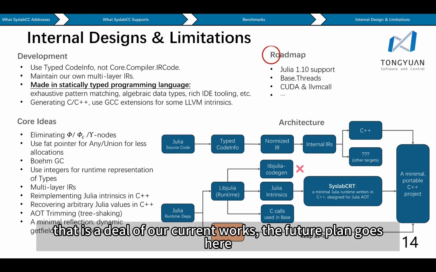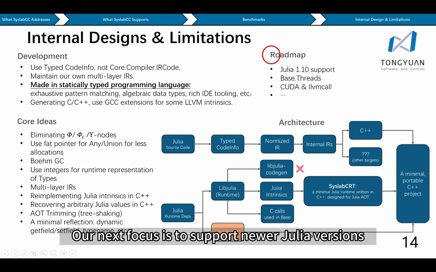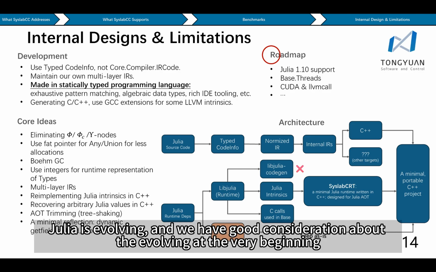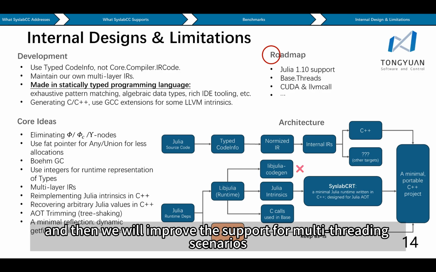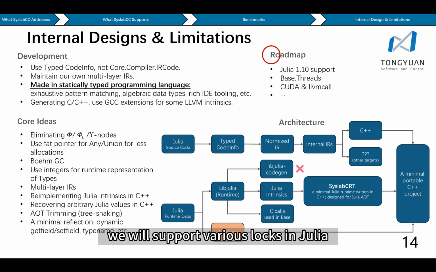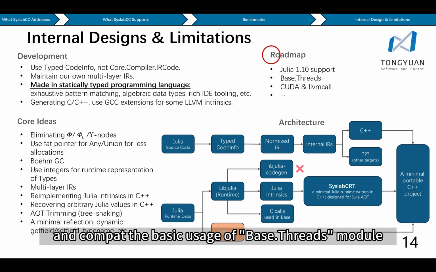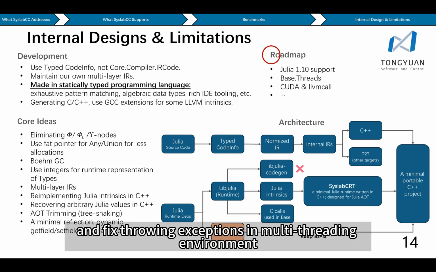The future plan goes here. Our next focus is to support newer Julia versions, and Julia is evolving, and we have taken this evolution into consideration at the very beginning. As you know, for example, we have the normalized IR. It's designed to work for different versions of Julia, and then we will improve the support for multi-threading scenarios. We will support the various locks in Julia and be compatible with the basic usage of the Base.Threads module and fix thrown exceptions in multi-threading environments.